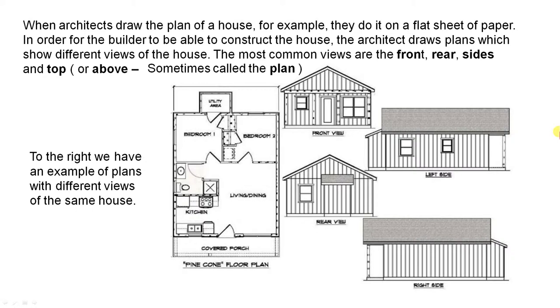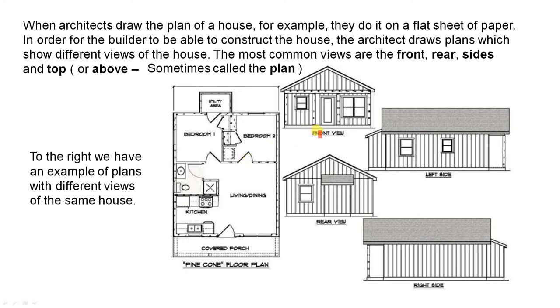of the house. The most common views are the front, the rear, which is like the back, the sides, and the top, or the above view. And sometimes it's called the plan, P-L-A-N. That sometimes means that it's the top view. So here we have a basic house, and there's the plan view, that is the top view.